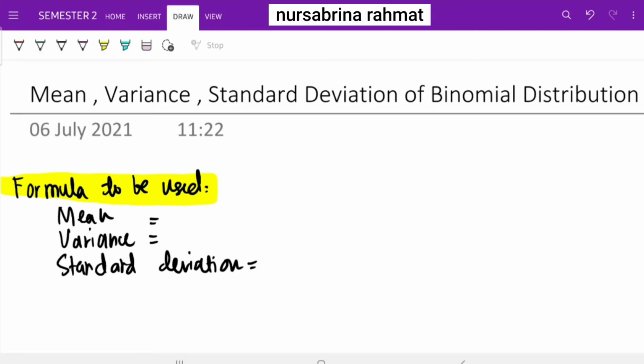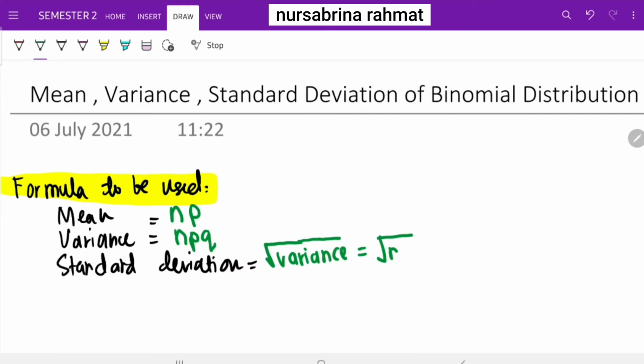The formulas are very simple and easy to memorize. So what are the three different formulas? The first one is the mean, or the expected value of X, of your binomial distribution, which is simply n multiplied by p. The variance is npq, and the standard deviation is just the square root of your variance, or in other words, the square root of npq.